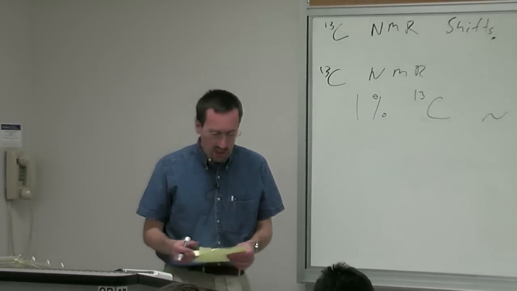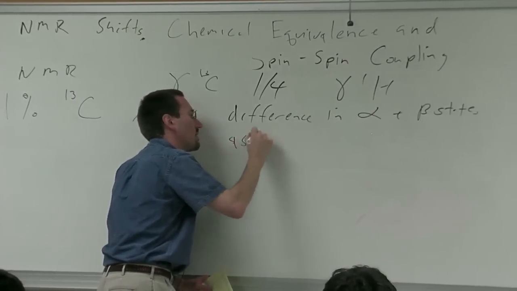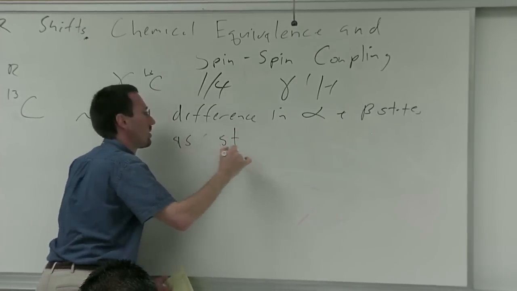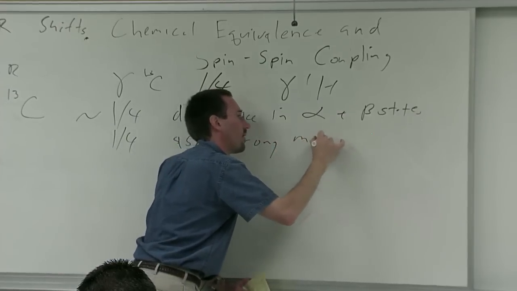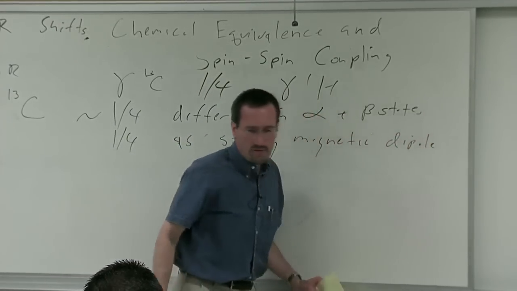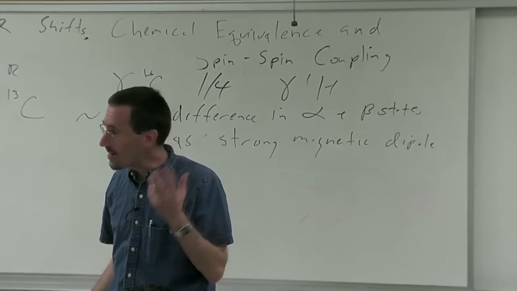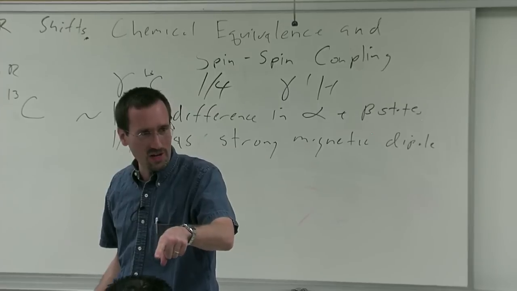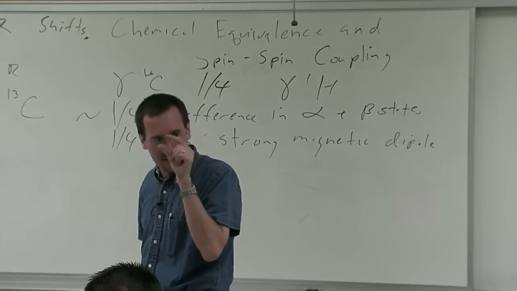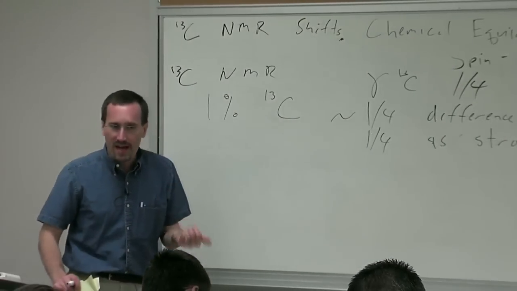Things get worse than that. Your dipole is only a quarter as strong. If you want to generate an electric current, like a generator, you want a big honking magnet to spin in a coil. Proton is a little magnet, but a carbon is a tiny magnet because it's got a quarter of the magnetic dipole. So you're damned again.